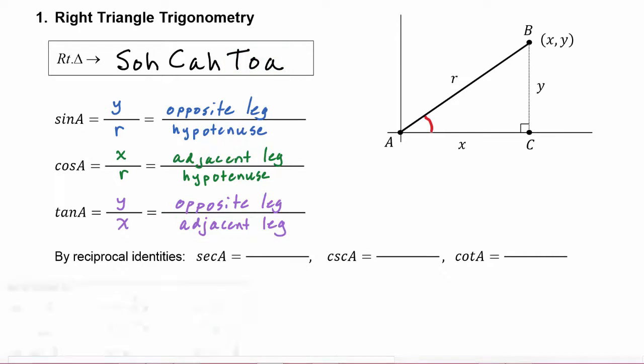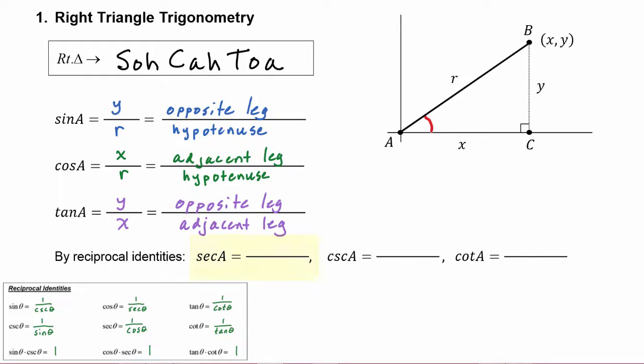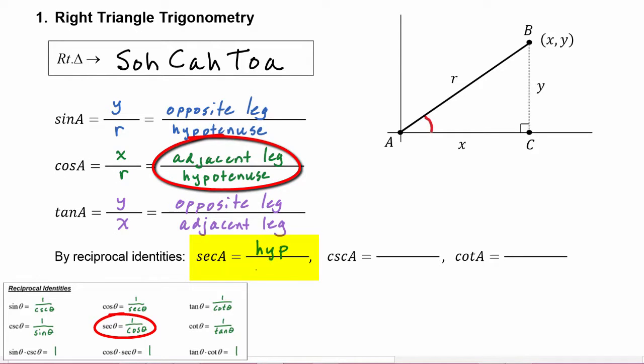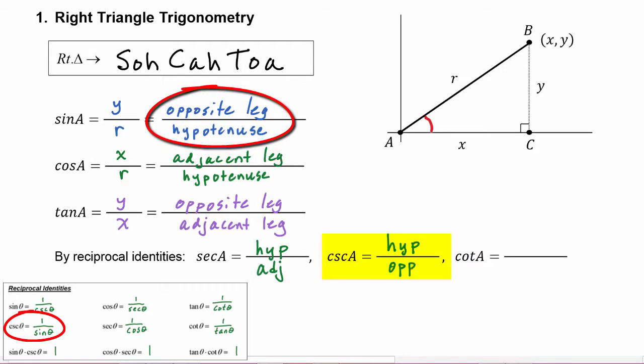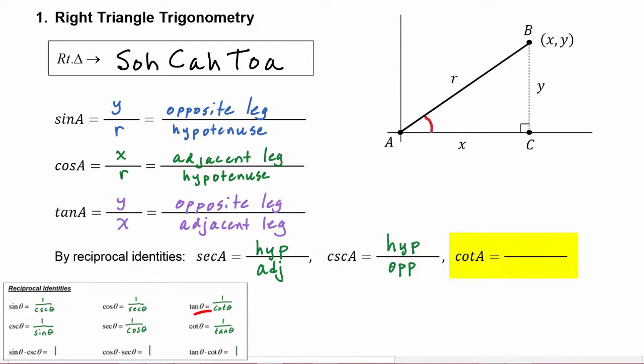Now, using the reciprocal identities, we know then that secant is going to be hypotenuse over adjacent. Cosecant will be hypotenuse over opposite. And cotangent will be adjacent over opposite.